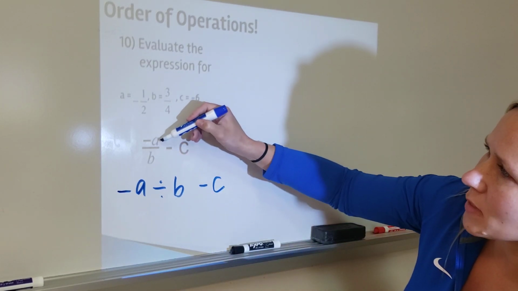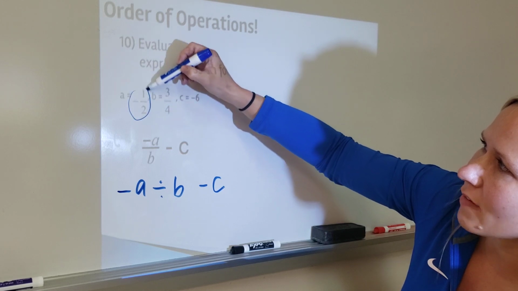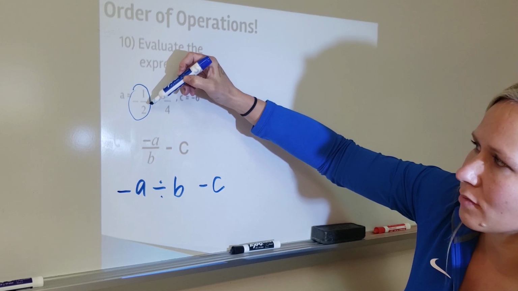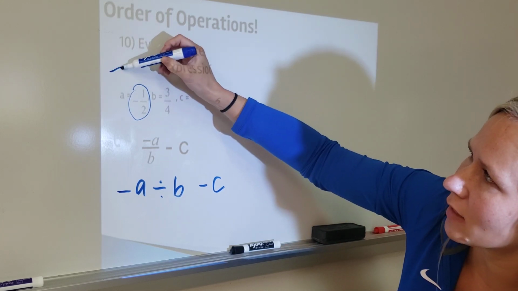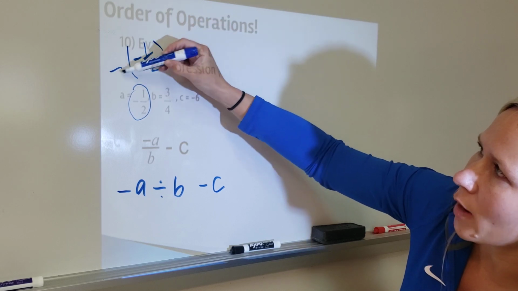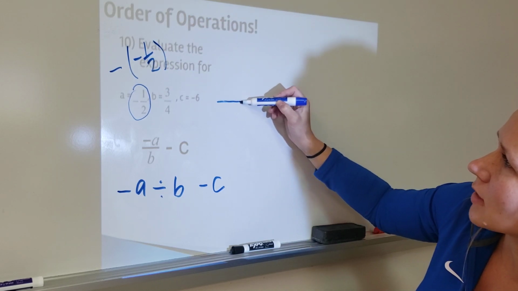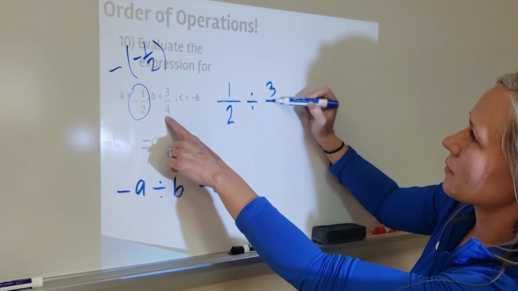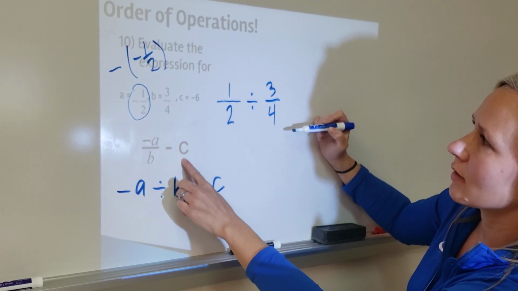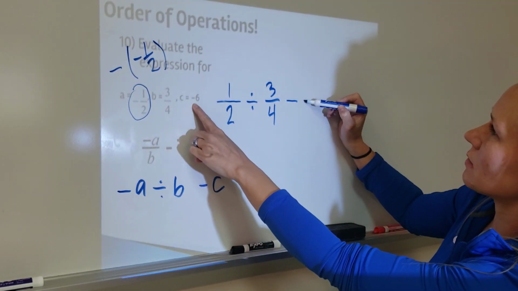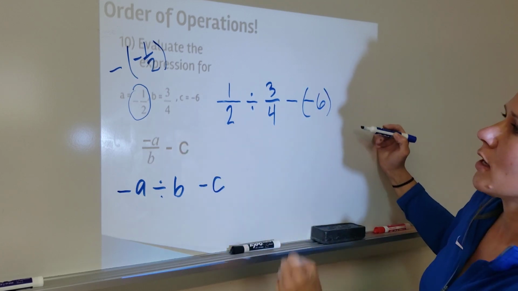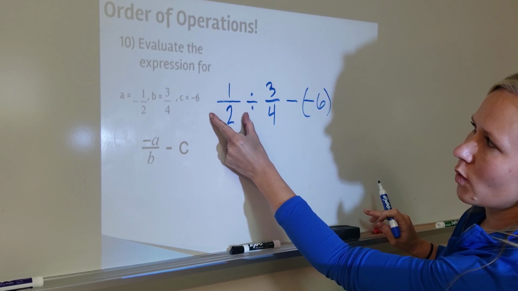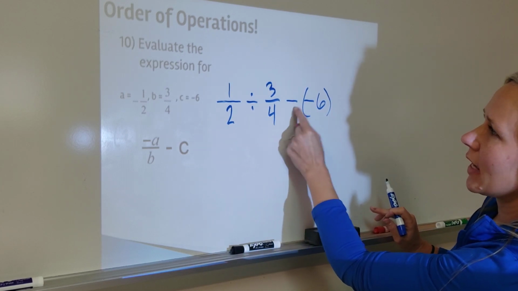So I have -a, or the opposite of a, divided by b. Well, if a is -1/2 and this says the opposite of a, that would make it +1/2, because the opposite of -1/2 would make it a positive. So I have +1/2, and I'm going to divide it by b, so that's 3/4, and then I'm going to minus c. So I'm minusing c, which is -6, minus -6. If I read this again, I have the opposite of a, which is +1/2, divided by b, and then take away c.